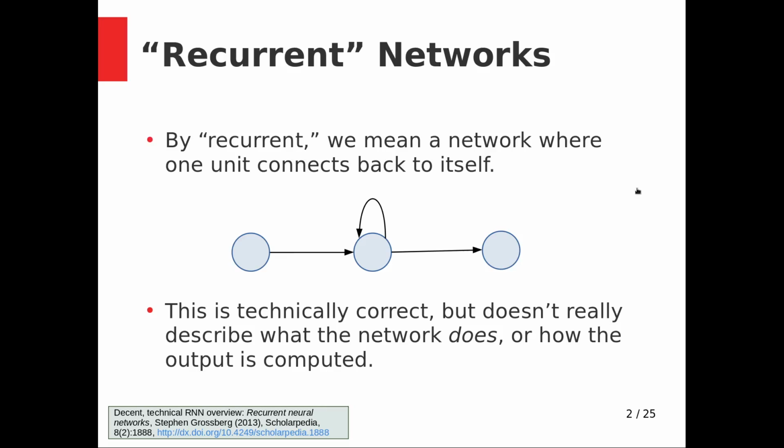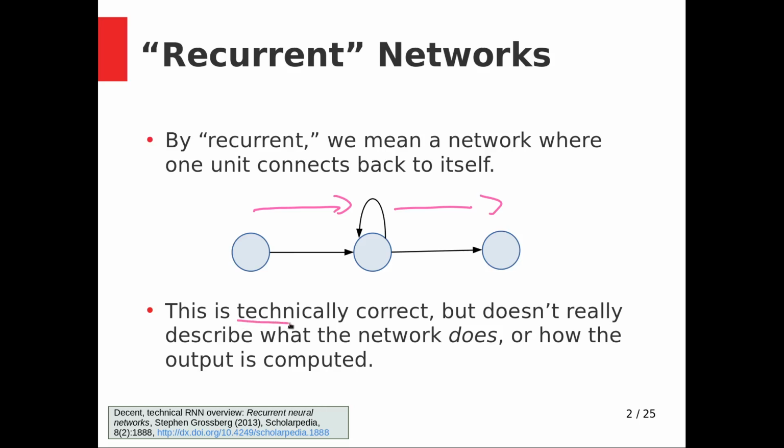So we've seen a bunch of networks where information flows from unit to unit. A recurrent network is a network where a unit connects back to itself, or potentially back to a previous layer. In the broadest sense, it could just be any not-forwards flow. But for our purposes, we mean a network where a unit connects to itself.